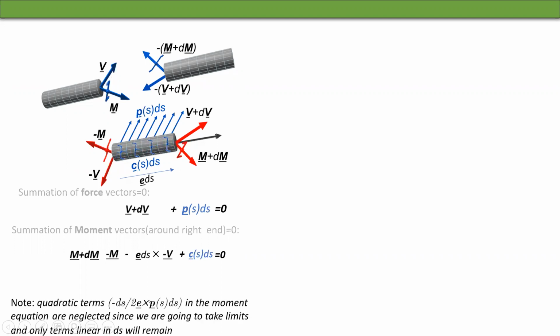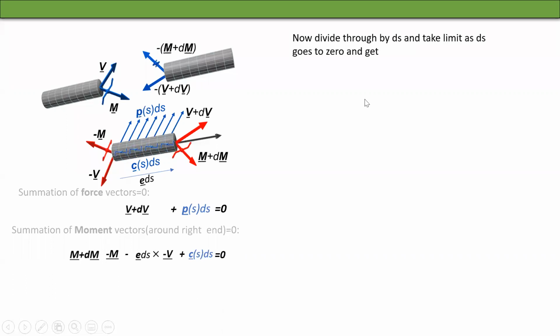Please remember, we are ignoring quadratic terms. You can say, what happened to this P(s) ds? What about the moment of that? Well, if you compute it, it will turn out to be a quadratic term. And the quadratic terms will go away when I divide by ds and take limits. So we're going to divide by ds and take the limit. And let's see what we get.